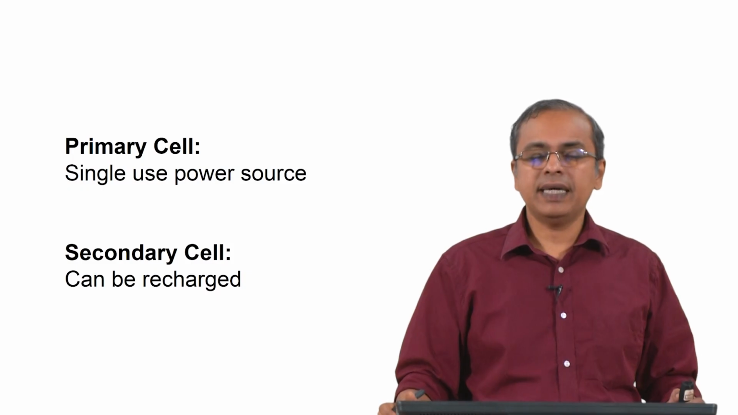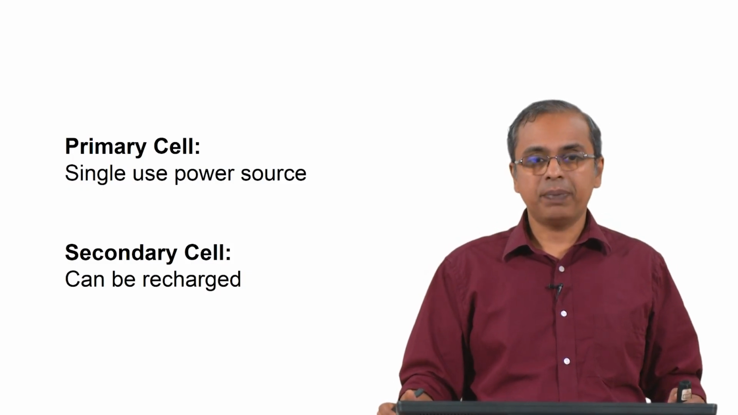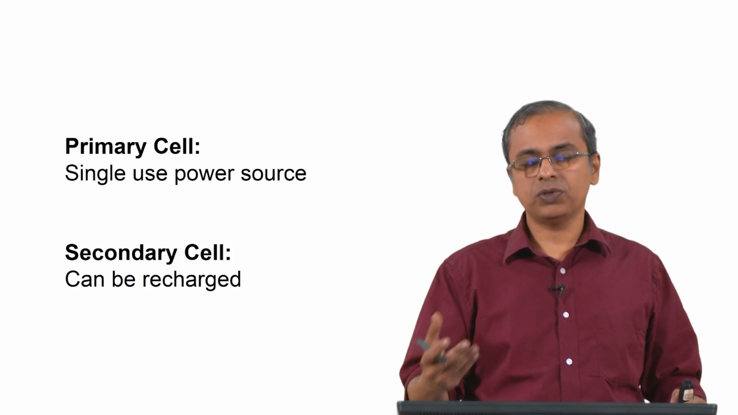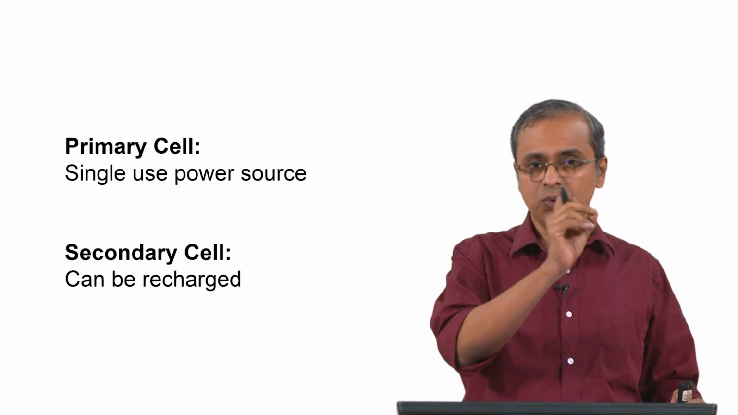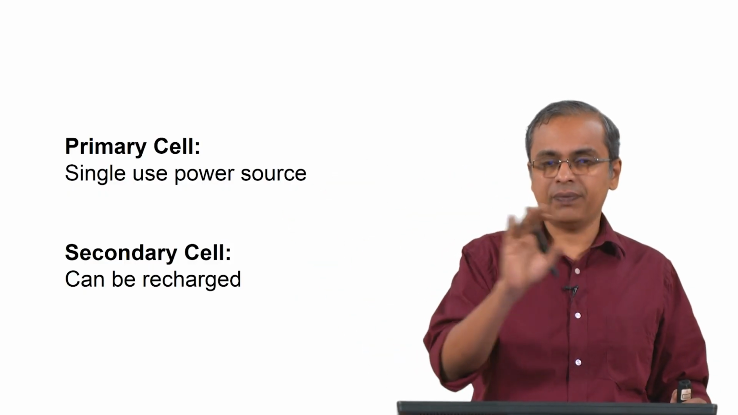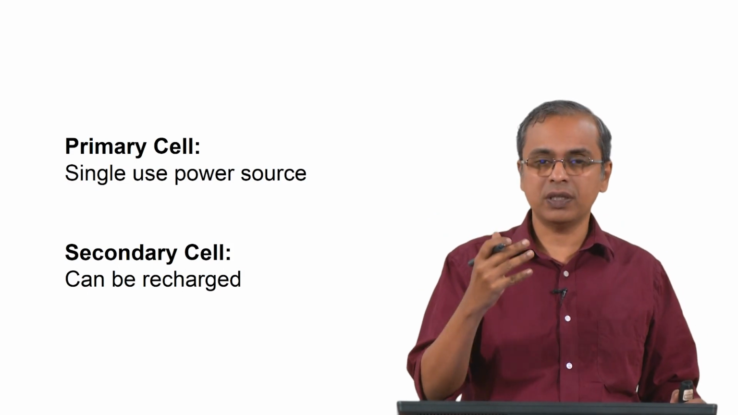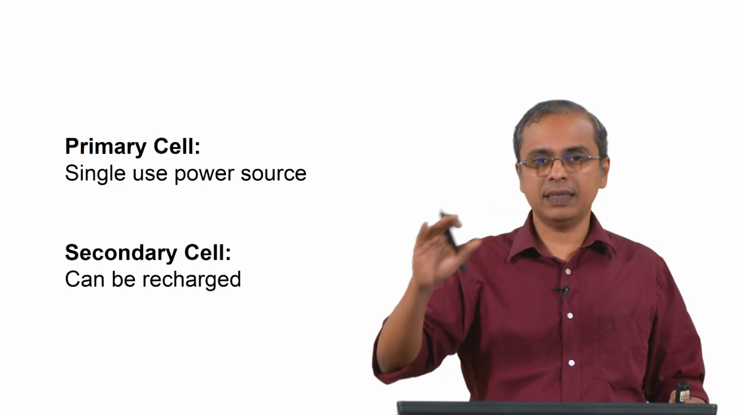Also in this context, we say a primary cell or a secondary cell, and a primary cell is simply a single use power source. So these are the use-and-throw-away batteries, where it will be written very clearly "do not recharge", because the chemistry in the battery is such that it is not capable of being recharged. So you simply use the battery and then you stop using that battery.